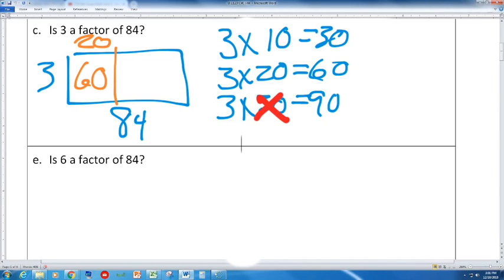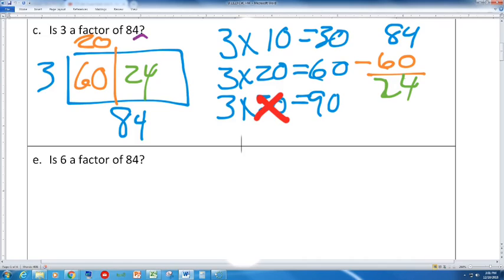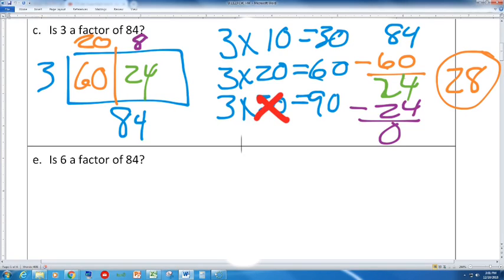So we're going to take our 84, subtract 60 from it, which gives us 24 left over, so 24 comes under here. How many times can 3 go into 24? 3, 6, 9, 12, 15, 18, 21, 24, 8 times. None remaining, so we add up 20 plus 8, which gives us 28. None remaining. So yes, it is. Yes, 3 is a factor.